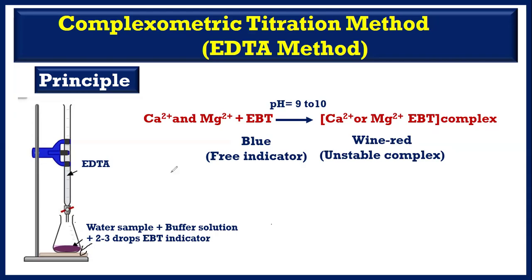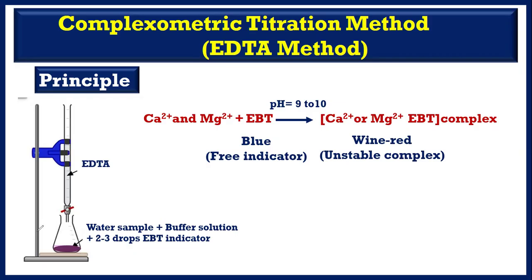Now please note that till now we have not started the titration. We are only mixing the water sample with buffer and the 2-3 drops of EBT indicator. Since we are adding only a few drops of EBT indicator, it combines with only a few calcium and magnesium ions. That means it does not complex with all the calcium and magnesium ions present in the solution.